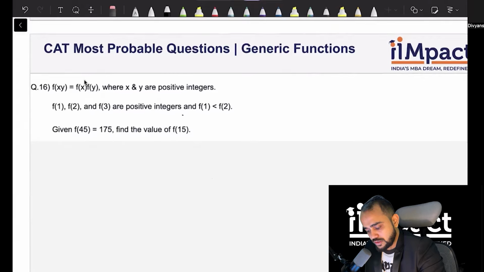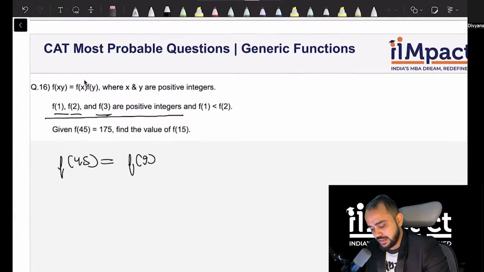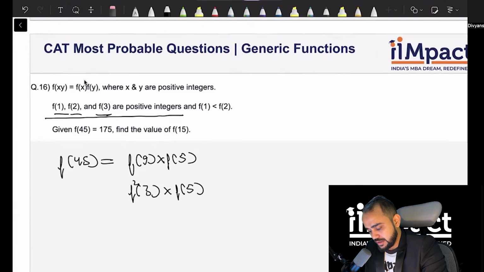The thing that was causing us an issue is that these are integers. So let us leverage that. f of 45 is going to be f of 9 into f of 5, and f of 9 is going to be f of 3 into f of 3. So this is f of 3 square into f of 5, which is equal to 175.